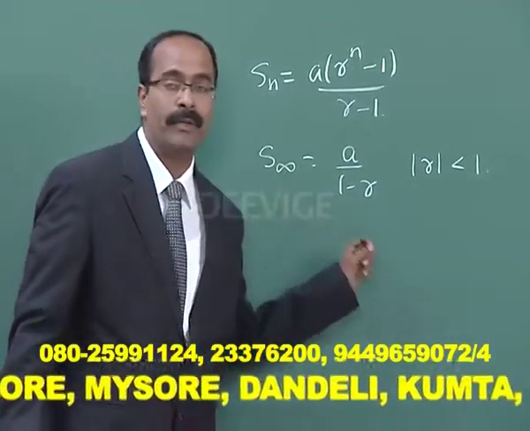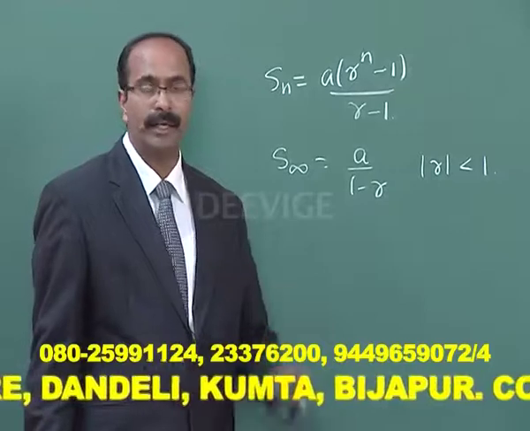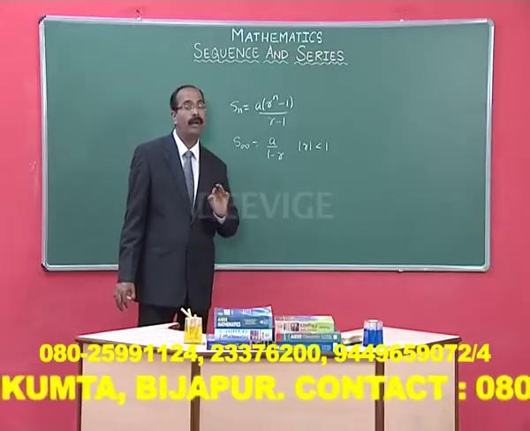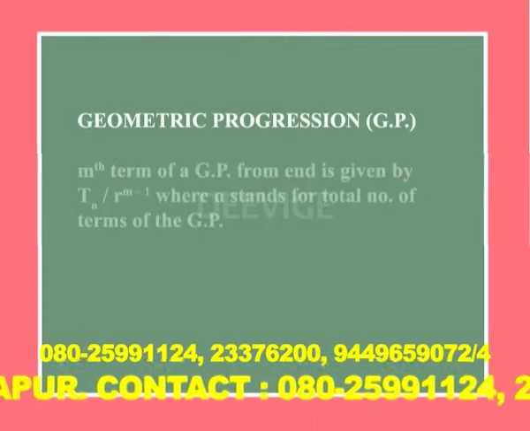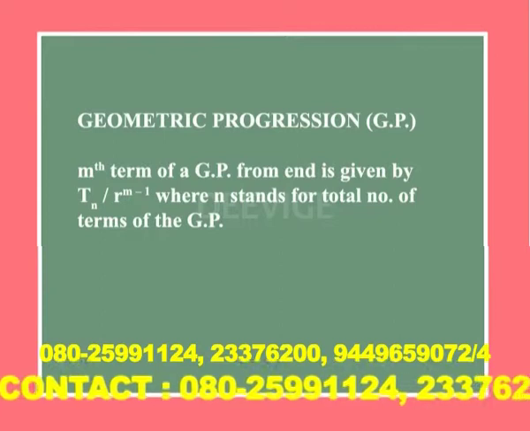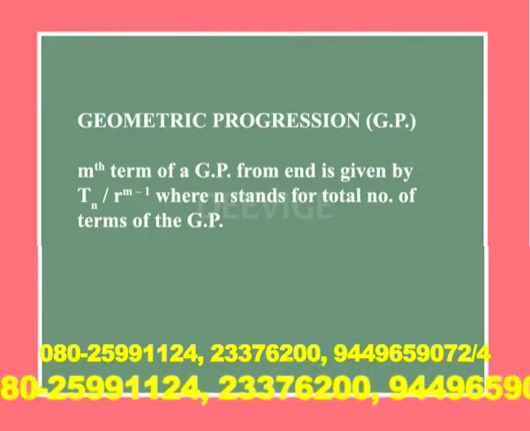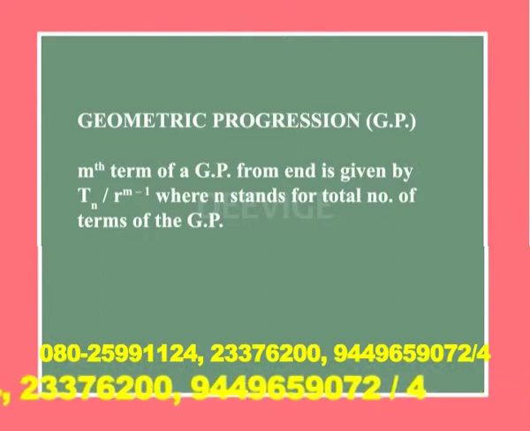S infinity, sum of infinite terms of a geometric progression, is given by a divided by 1 minus r, where a is the first term and r is the common ratio, and where mod r is always less than 1. Geometric progression. The mth term of a GP from the end is given by Tn by r power m minus 1, where n stands for the total number of terms of the GP.